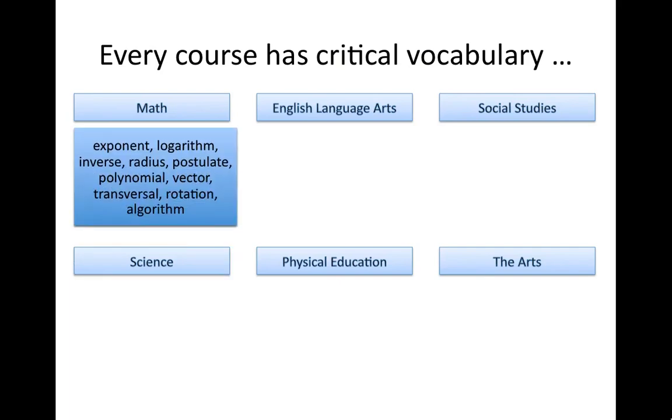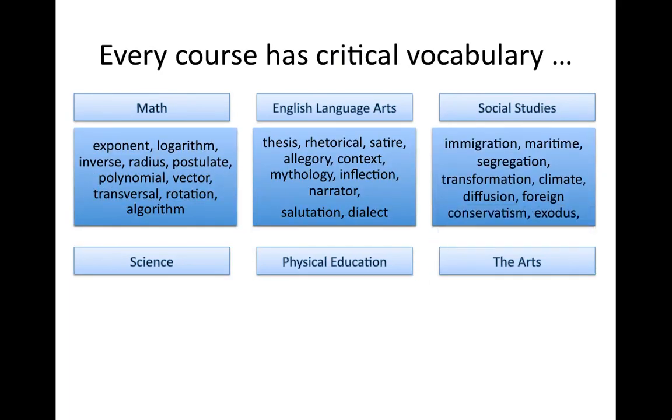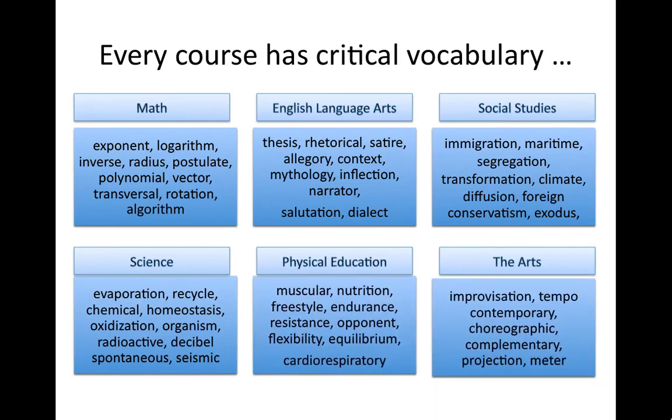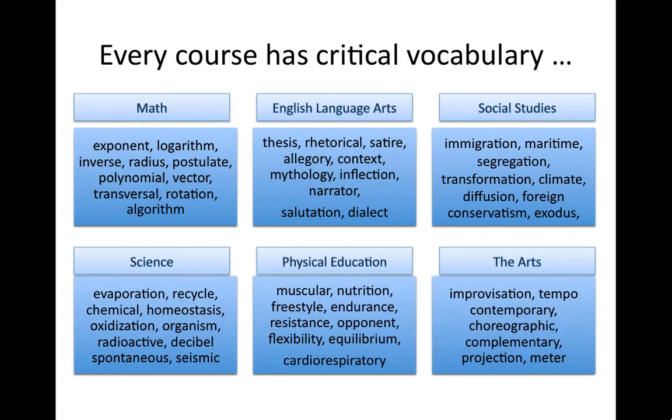Every course has critical vocabulary words that students have most likely never seen before. Here are just a few examples of words that students encounter in their various courses. A lot of these words, though, have smaller word parts that could be helpful in figuring out their meanings. For example, look at how many words have the suffix pronounced "shun," T-I-O-N. The suffix "shun" means the act or result of, so all of these words indicate an act or a result. For example, transformation means the result of transforming.